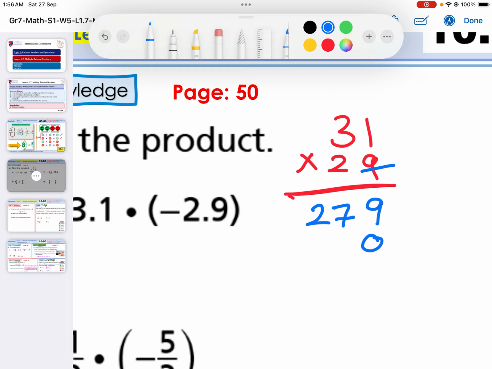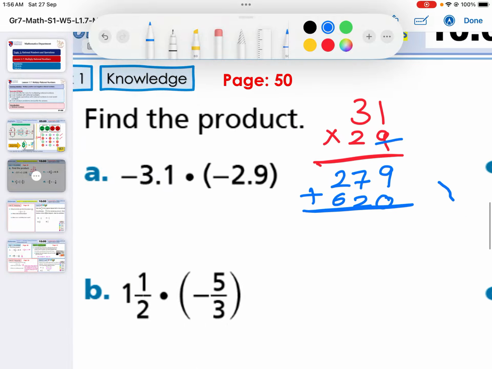Next, I'm going to multiply the tens. 2 times 1, that's a 2. 2 by 3, that's 6. Then I'm done. The last step is we're going to add. 9 plus 0, that's a 9. 2 plus 6, that's an 8. So step 1 again, multiply like you multiply whole numbers. Ignore the point. Step 2, you need to count the decimal places and place the point back.